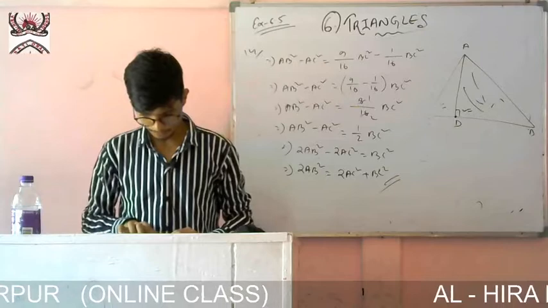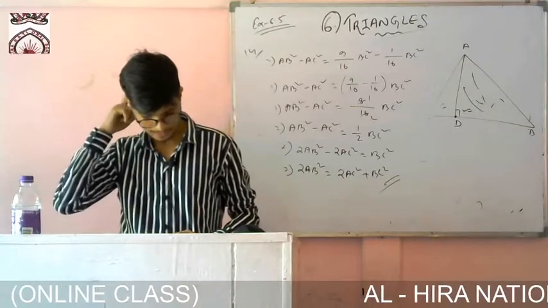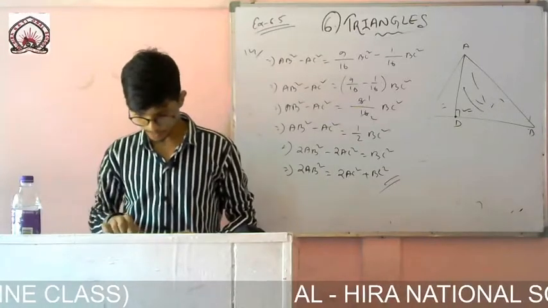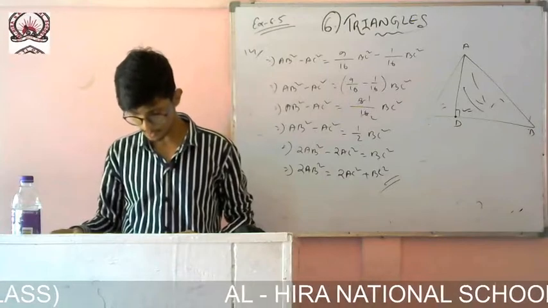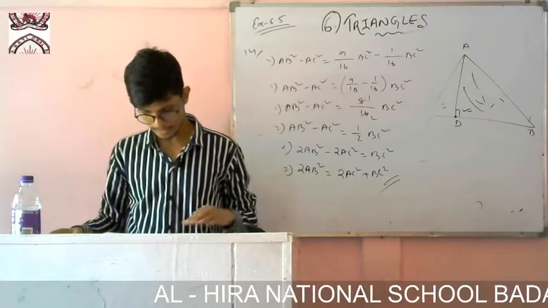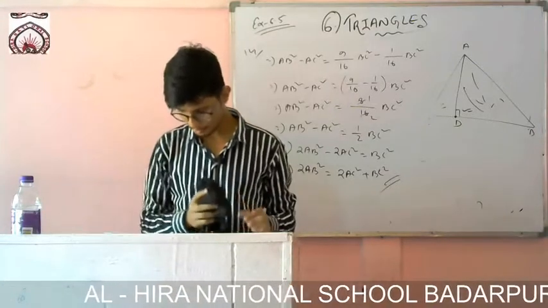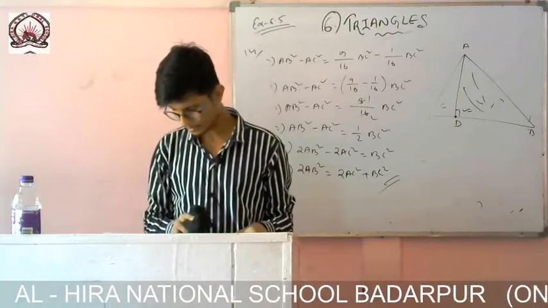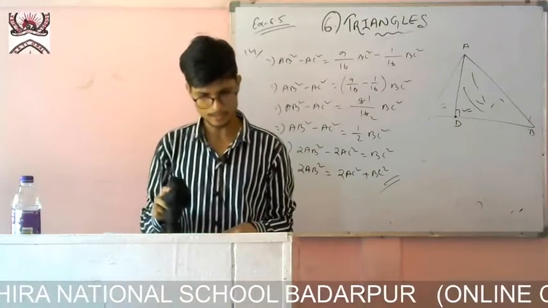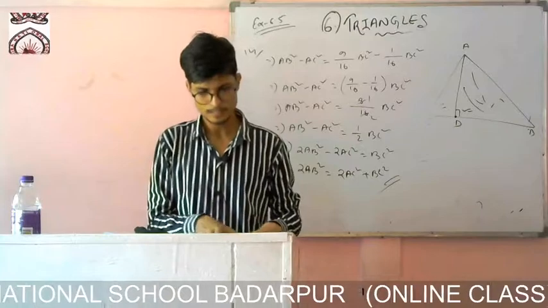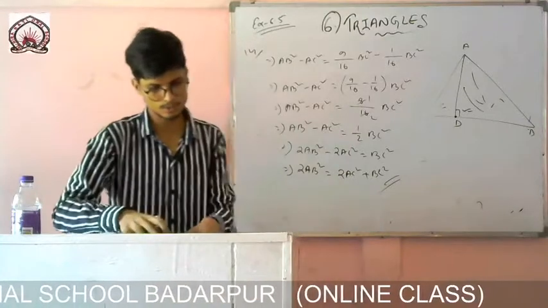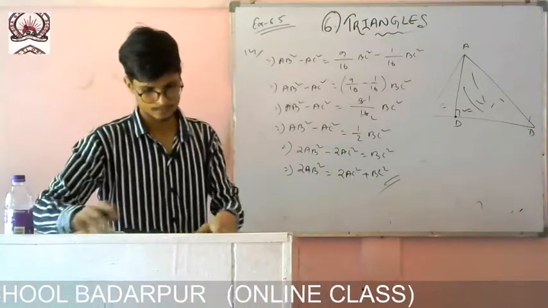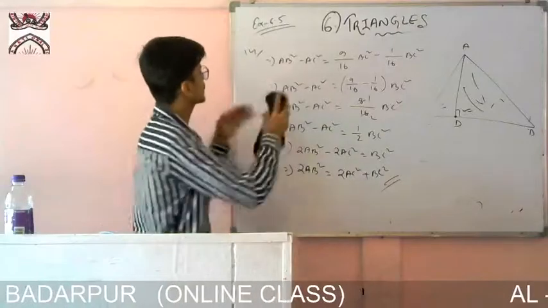Now question number 15. In an equilateral triangle ABC, D is a point on side BC such that BD is equal to 1/3 BC. Prove that 9AD square is equal to 7AB square. This one also needs the same kind of calculation. Only 2 sums are left after that.